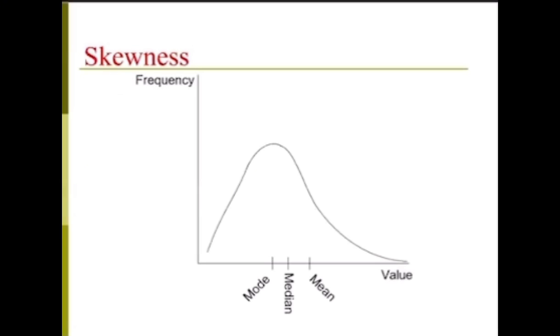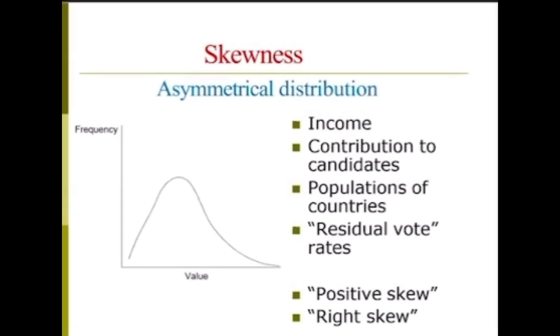What I'm going to do right now is tell you the threshold for a normal distribution. Now take a look at this curve. We all know when the mean is greater than the median, it's a positive skewness, right? We did that on Monday. Now, I'm giving you an example of a data set that could be asymmetric, with positive skewness. Income, contribution to candidates, population of countries, they may be right skewed.